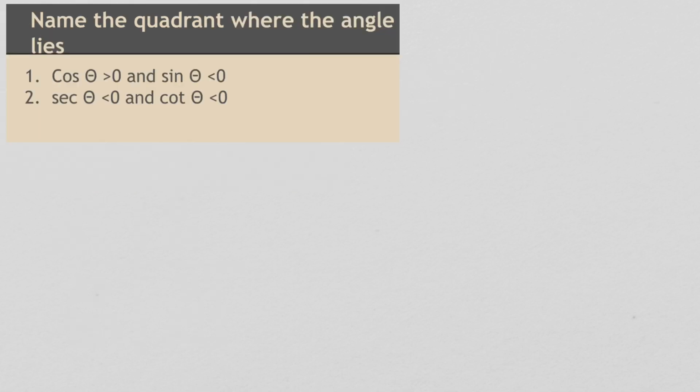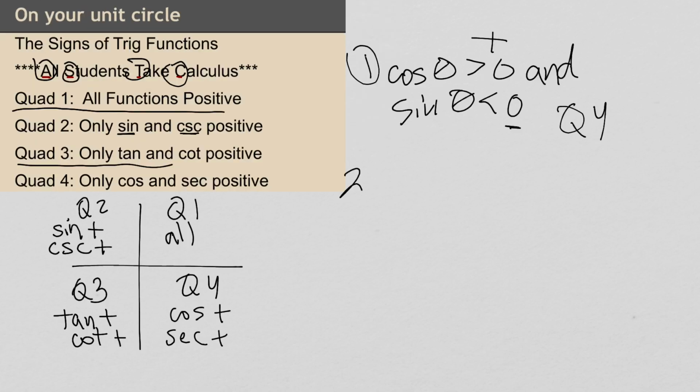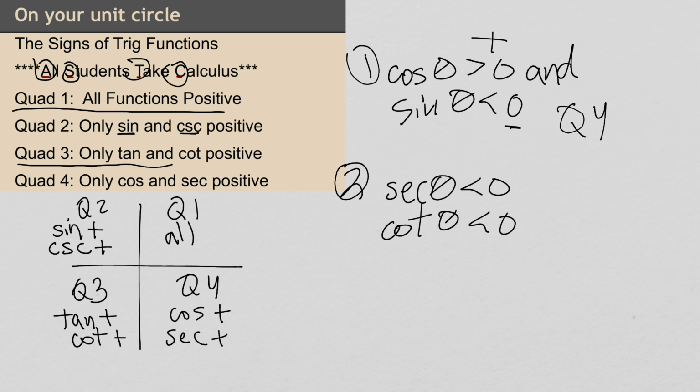Secant less than 0, cotangent less than 0. Secant of the angle less than 0, and cotangent of the angle less than 0. Now these are both reciprocal functions. So what is the reciprocal for secant? It's cosine, right? And then for cotangent it's tangent. So where is secant or cosine less than 0, meaning negative? And where is cotangent or tangent also less than 0, also negative?